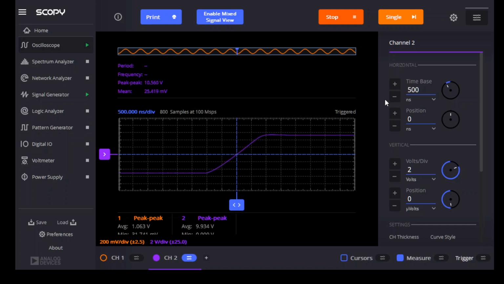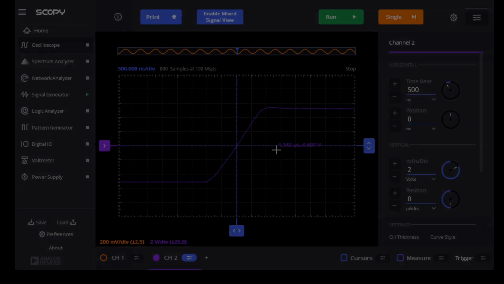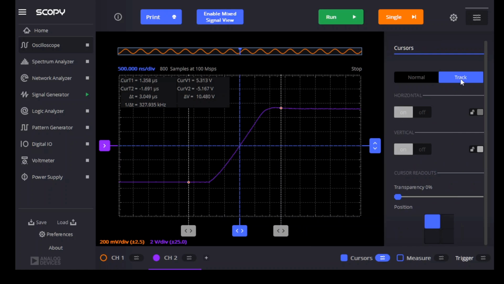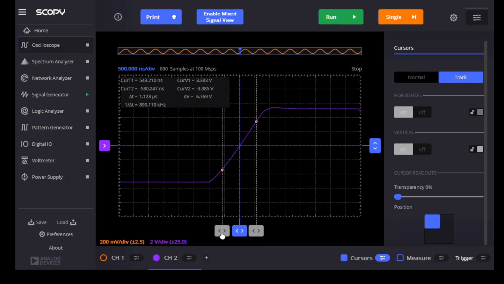And I think it would be best to measure this with the cursor. So let's turn cursors on and configure them. It's best to have them set to track. And then all we have to do is position them into the linear part of the rise. And we can measure the slew rate of the op amp by taking the delta V and dividing it by the delta T. So I'll pause and do that math. And the result is about 6 volts per microsecond. This is a slew rate that is in line with what I would expect for a 5532.